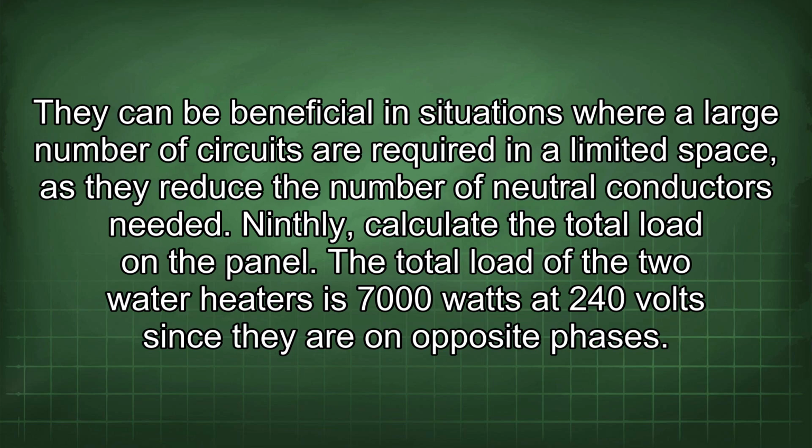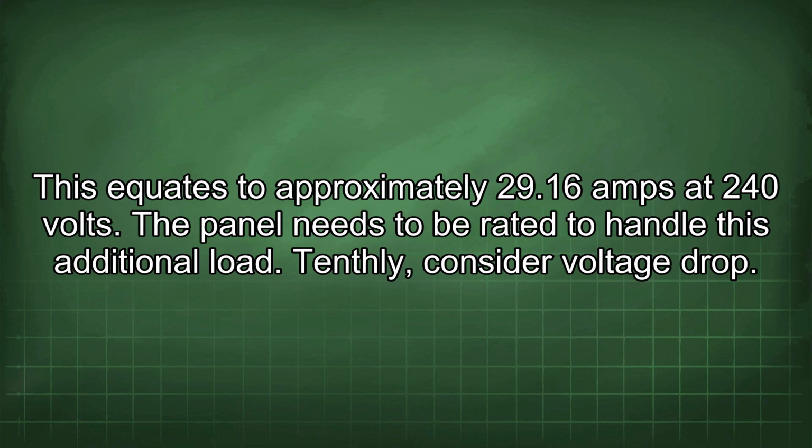Ninthly, calculate the total load on the panel. The total load of the 2 water heaters is 7,000 watts at 240 volts since they are on opposite phases. This equates to approximately 29.16 amps at 240 volts. The panel needs to be rated to handle this additional load.